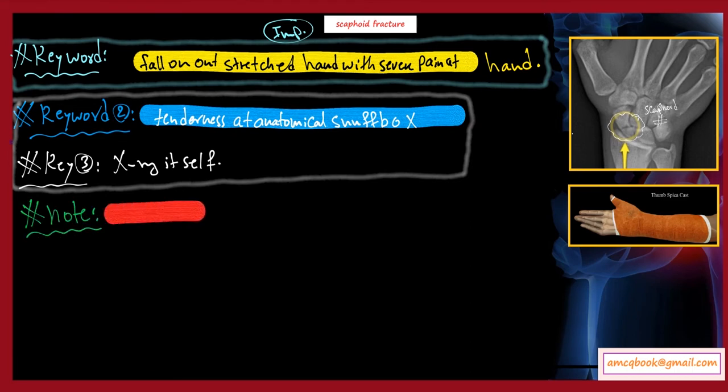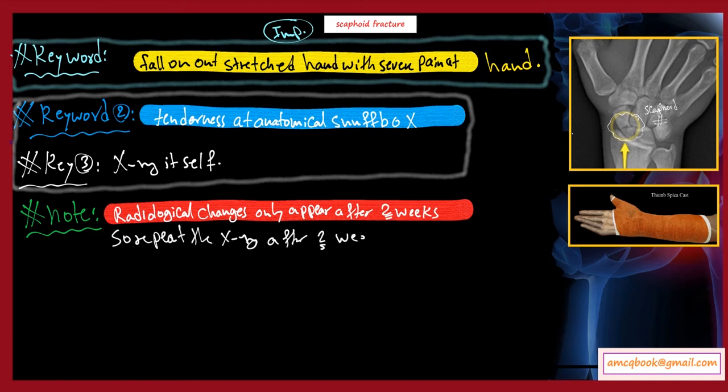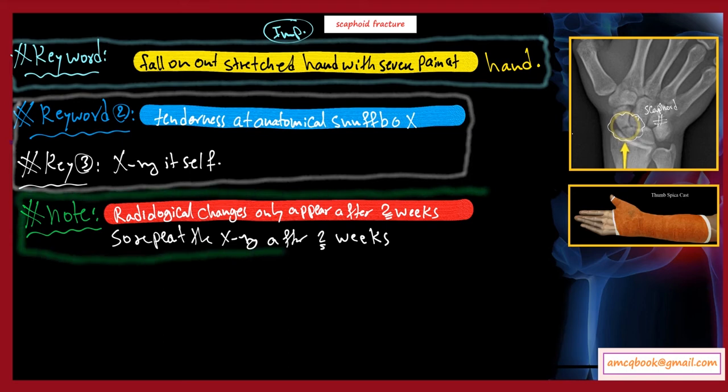A very important note related to scaphoid fracture is that radiological changes only appear after 2 weeks, so please repeat the X-ray after 2 weeks for any patient suspected to have a scaphoid fracture. It's very important and mandatory.